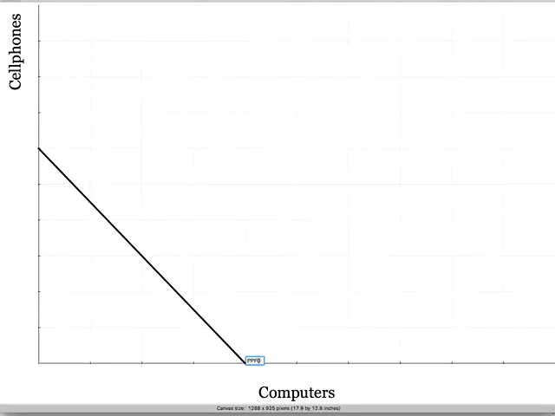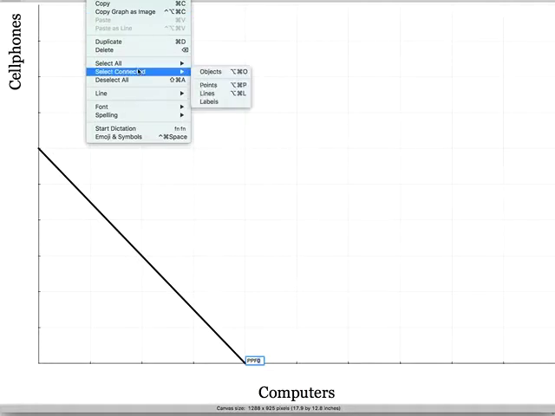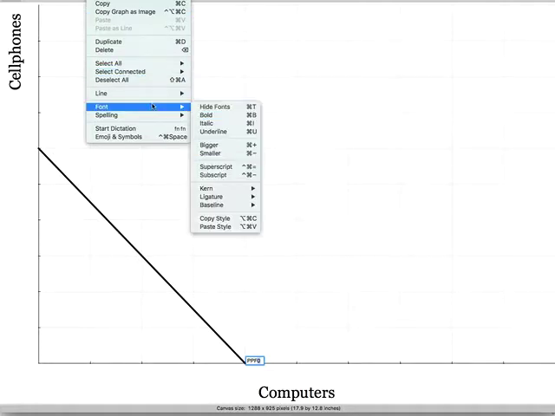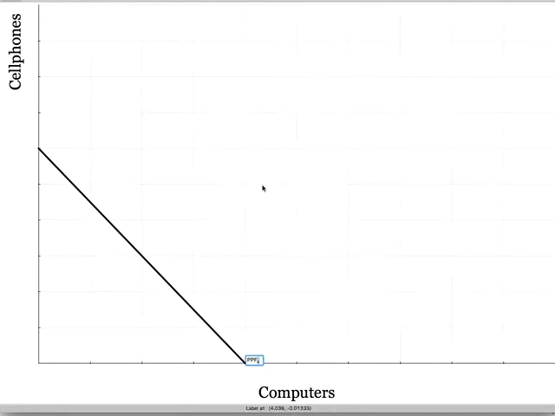And let me go over to here. I think I have to go edit, font, subscript. And let me change the size and the distance on here so it's easy for everyone to see. So that is PPF 0 right there. That's our original production possibilities frontier.